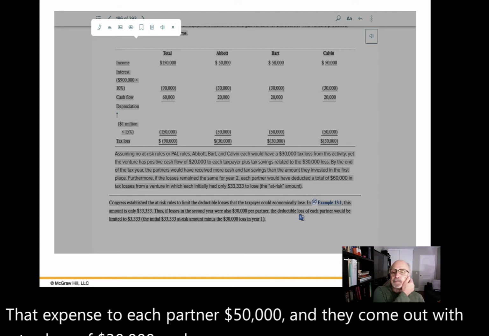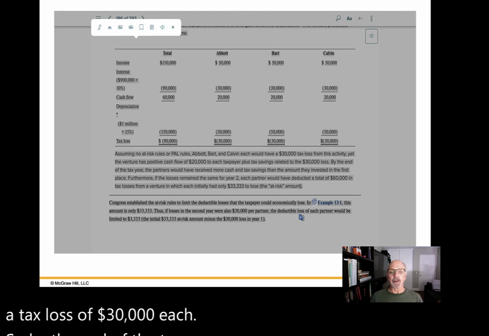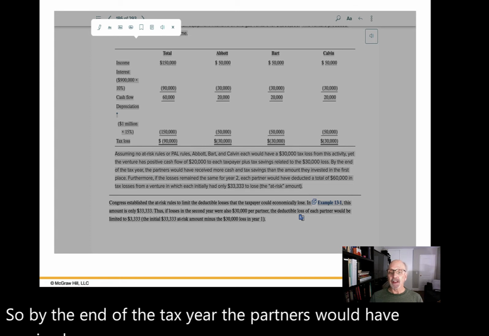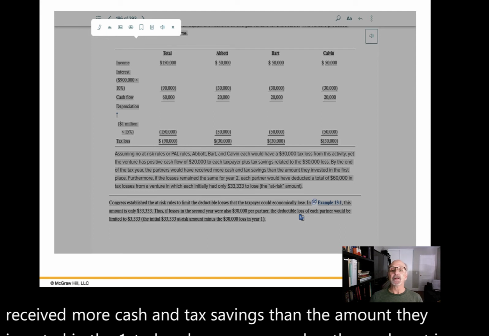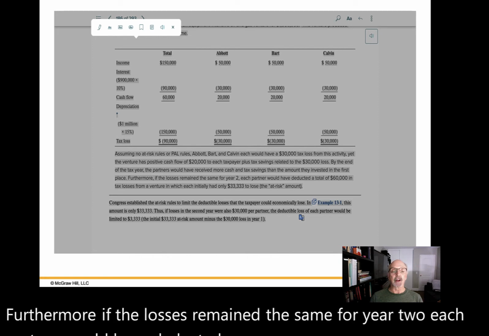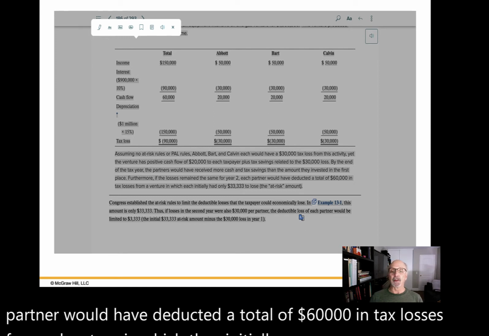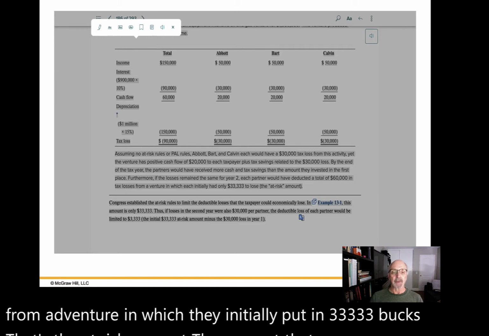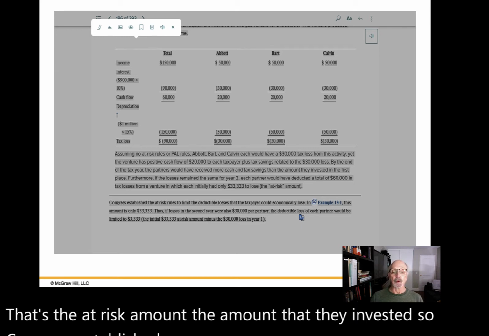So by the end of the tax year, the partners would have received more cash and tax savings than the amount they invested in the first place. Because remember, they only put in 50 grand, or 33,000 rather. Furthermore, if the losses remained the same for year two, each partner would have deducted a total of $60,000 in tax losses from a venture in which they initially put in $33,333. That's the at-risk amount, the amount that they invested. So Congress established the at-risk rules to limit those losses.